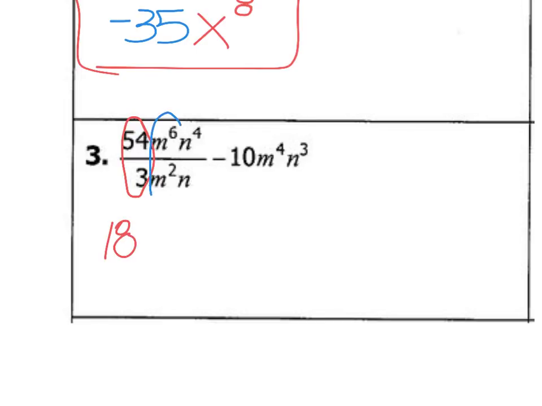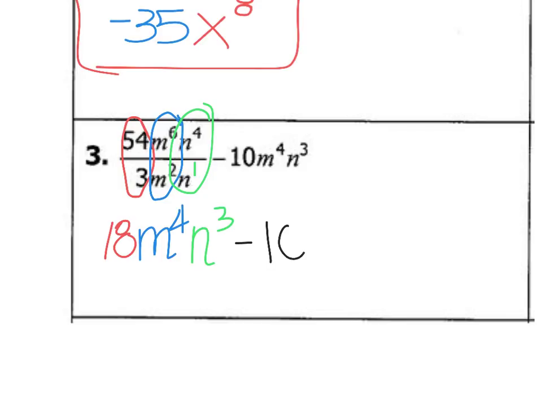Then we want to simplify the m's together. So m to the 6th divided by m squared, we would subtract the exponents. So we end up with m to the 4th. And then n to the 4th divided by n, and this is just n to the 1st power. Anytime you just have a variable, there's an invisible 1 power there. So we would do 4 minus 1, and that would give us n to the 3rd. Then we just copy down what we see above. Bring down the 10m to the 4th, n to the 3rd.